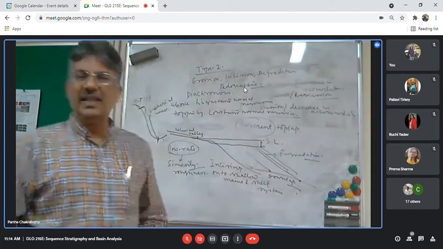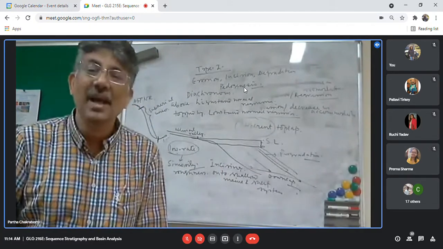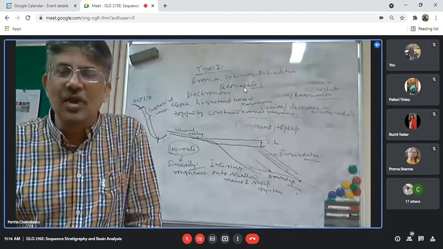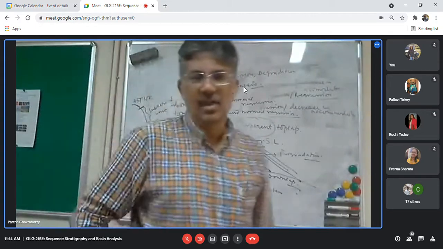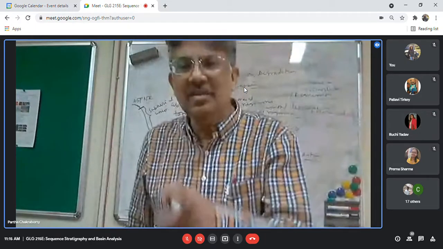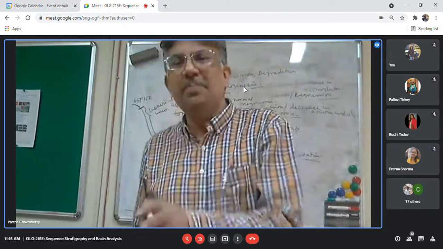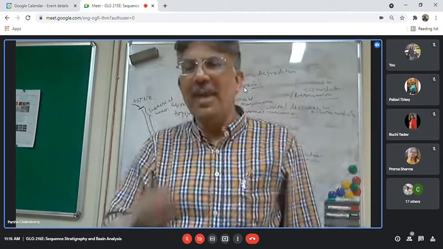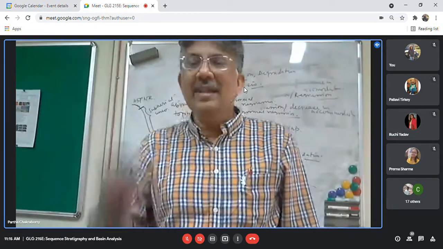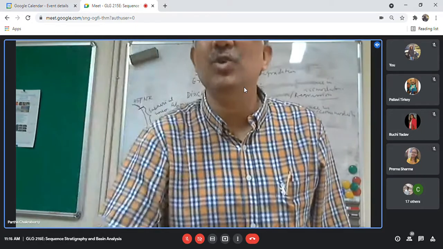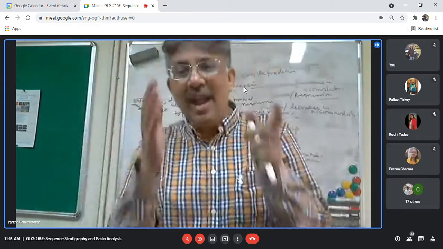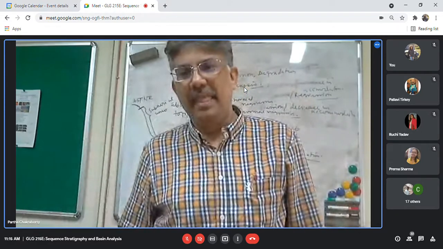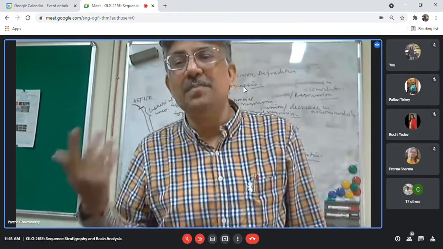Shallow marine and shelf system. They will be incising. Think of last glacial maxima. At the last glacial maxima, the sea level has fallen 100 meters. So if you have a 100-meter fall, what is the depth of the shelf? The maximum depth of the shelf is 200 meters, and you get a sea level fall of 100 to 120 meters. So a large part of the shelf got exposed.